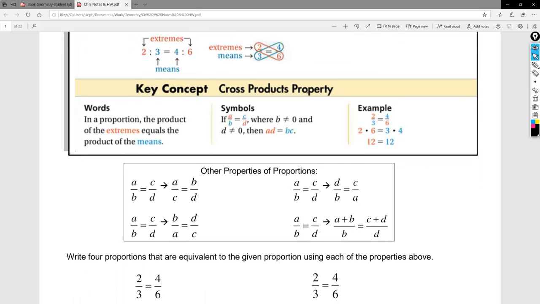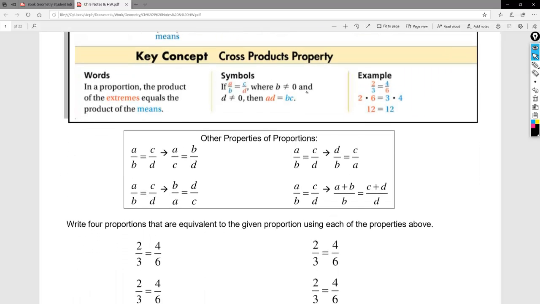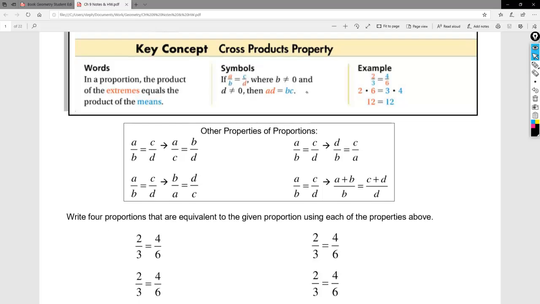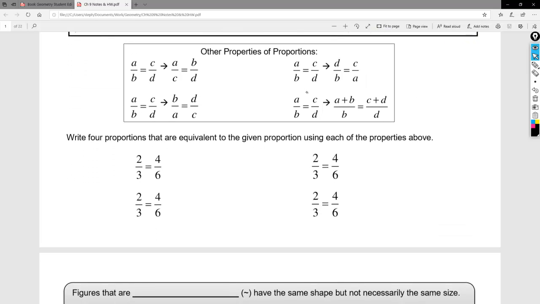Now, in terms of the cross product property, the important thing to understand here is that you're not directly multiplying 2 by 6 and 4 by 3. What you're actually doing is multiplying both sides by 6, canceling out the denominator here, and then multiplying both sides by 3, canceling out the denominator here. That's really the important thing to know. But in practice, it ends up being where we just straight multiply our extremes and our means together. Now some other properties of proportions are as follows.